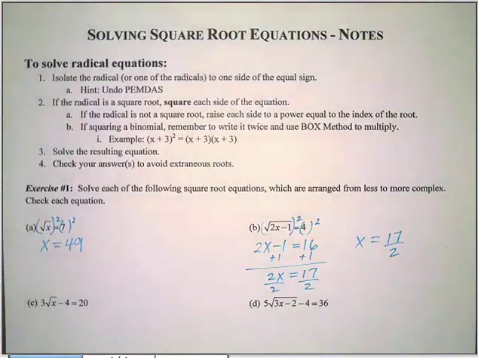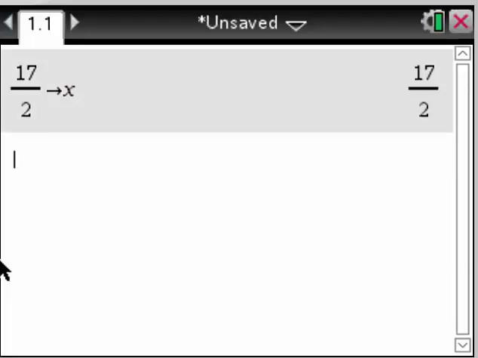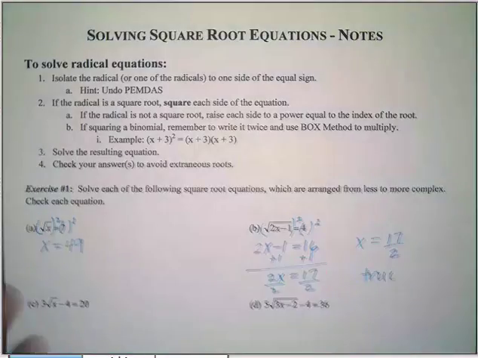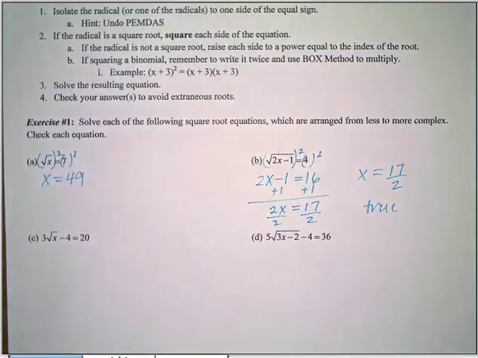So let's refresh your memories on how to check an equation. On my calculator page, I'm going to store 17 halves as my variable x by hitting the Control var button, x, enter. Now I'm going to put the expression in, the left side, which is 2x minus 1. And when I hit enter, hopefully it equals 4. And it does. So I know that this is true, and it checks. That's my answer.